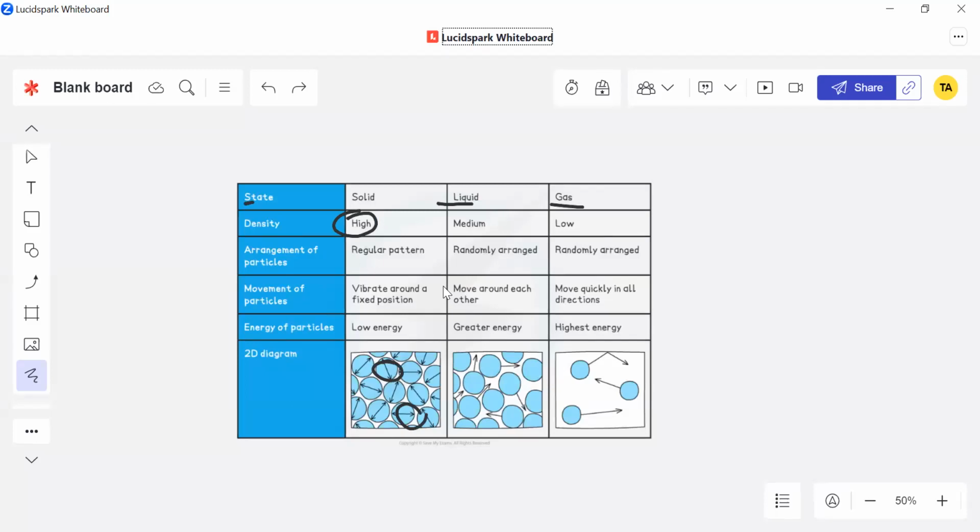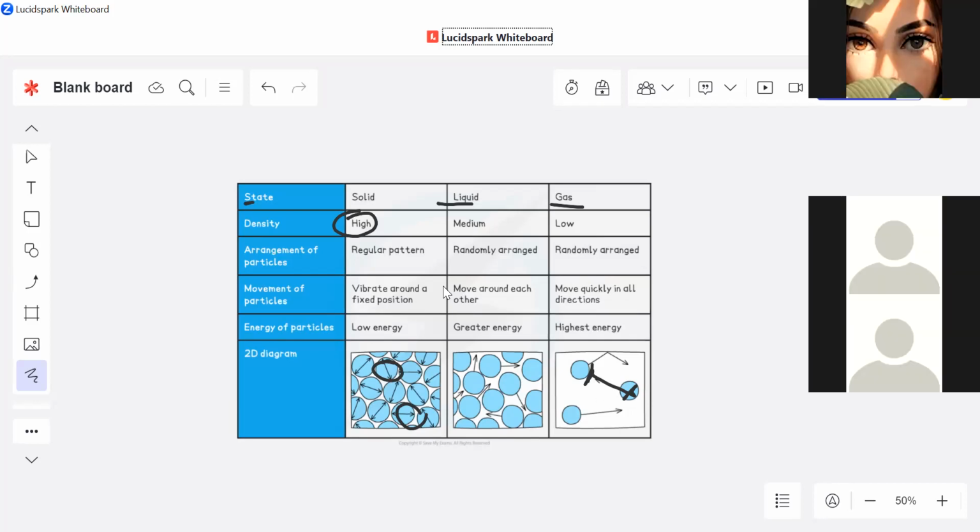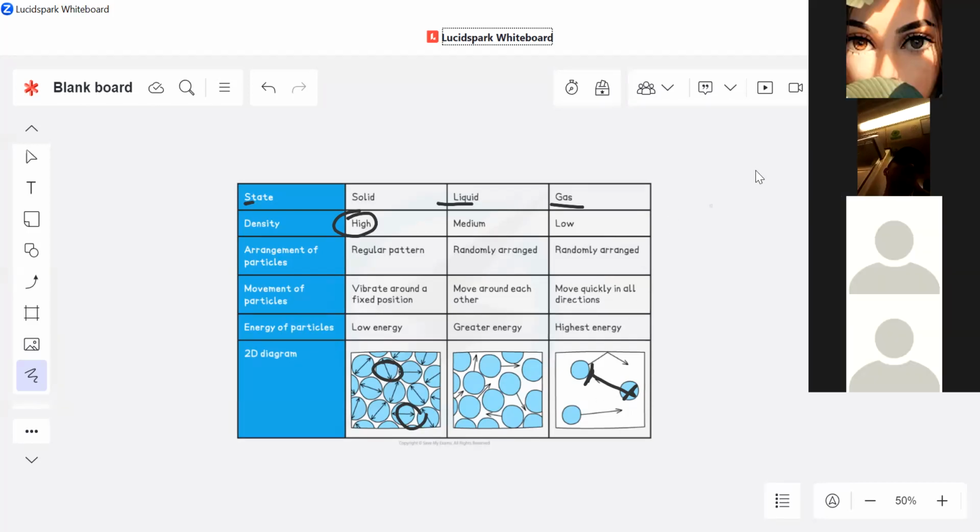Now, solids can't move a lot, so they are regularly patterned. Liquids are randomly arranged, so they can move a little bit, but gases are randomly arranged and they have big distance between each molecule. Now, solids, because they are fixed, they only vibrate around a fixed position. Liquids, they move around each other because they have a little space in between them. And gases, since they have large distance between them, they move quickly in all directions.